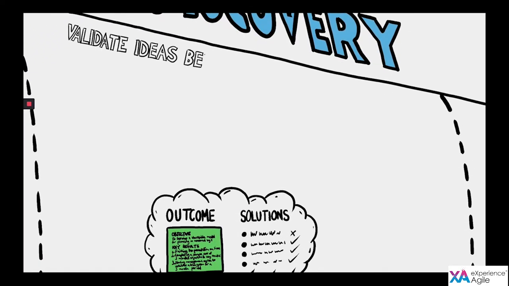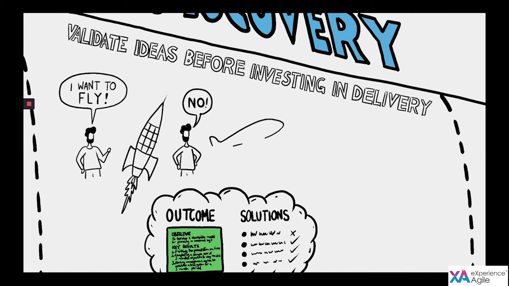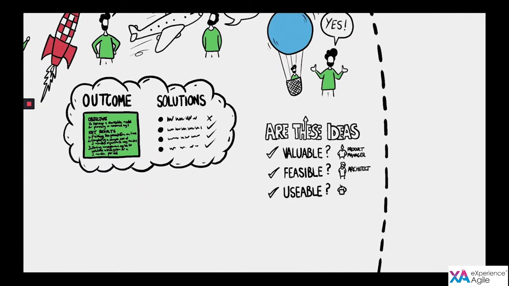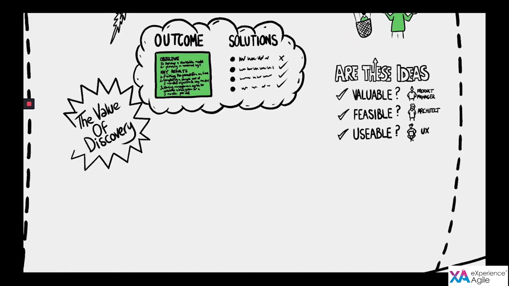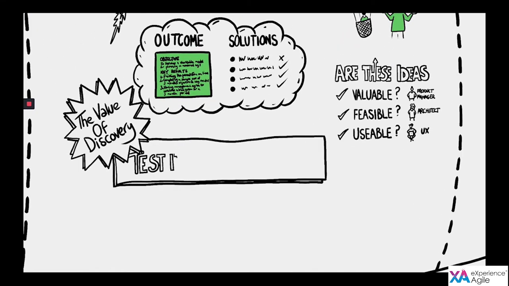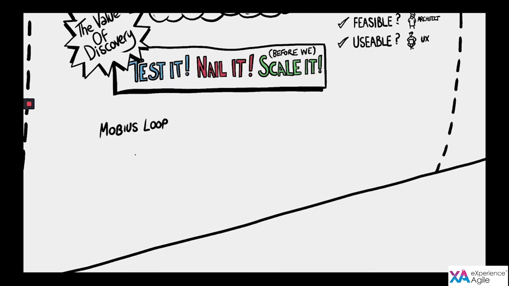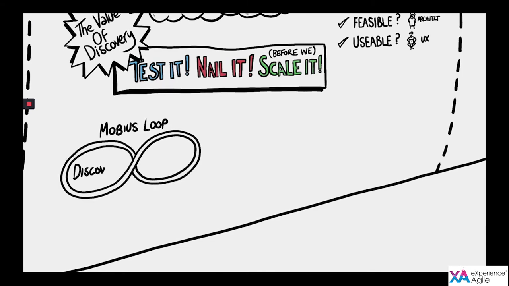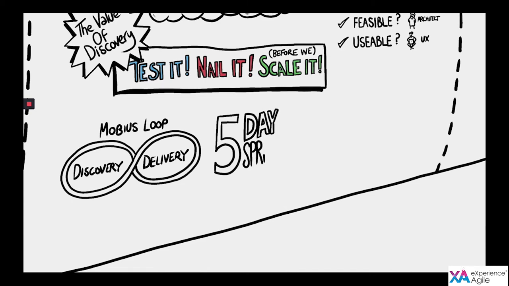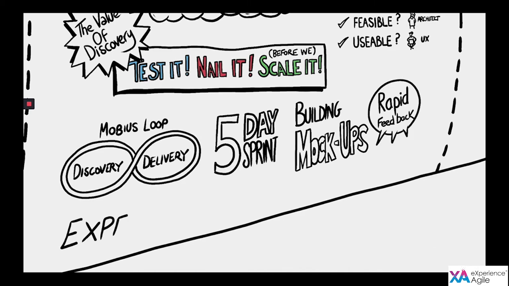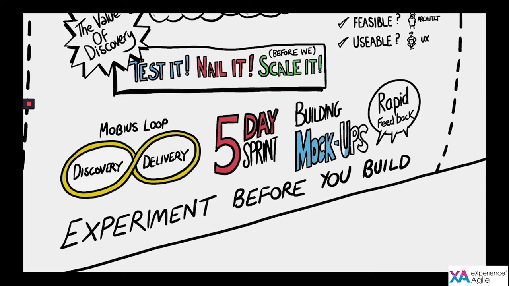The purpose of discovery is to validate your ideas before you invest a lot in actually delivering them. Are these ideas valuable? Are they feasible? Are they usable? Another way to think about the value of discovery is, can we test something? We call it test it, nail it, before we scale it. Test it, nail it, scale it. Some cool techniques for doing discovery would be following the Mobius loop by doing discovery and then delivery, or even leveraging things like the 5-day sprint, or just building some fun mock-ups and showing them to customers quickly and getting very rapid feedback so that you can begin to experiment before you actually build.